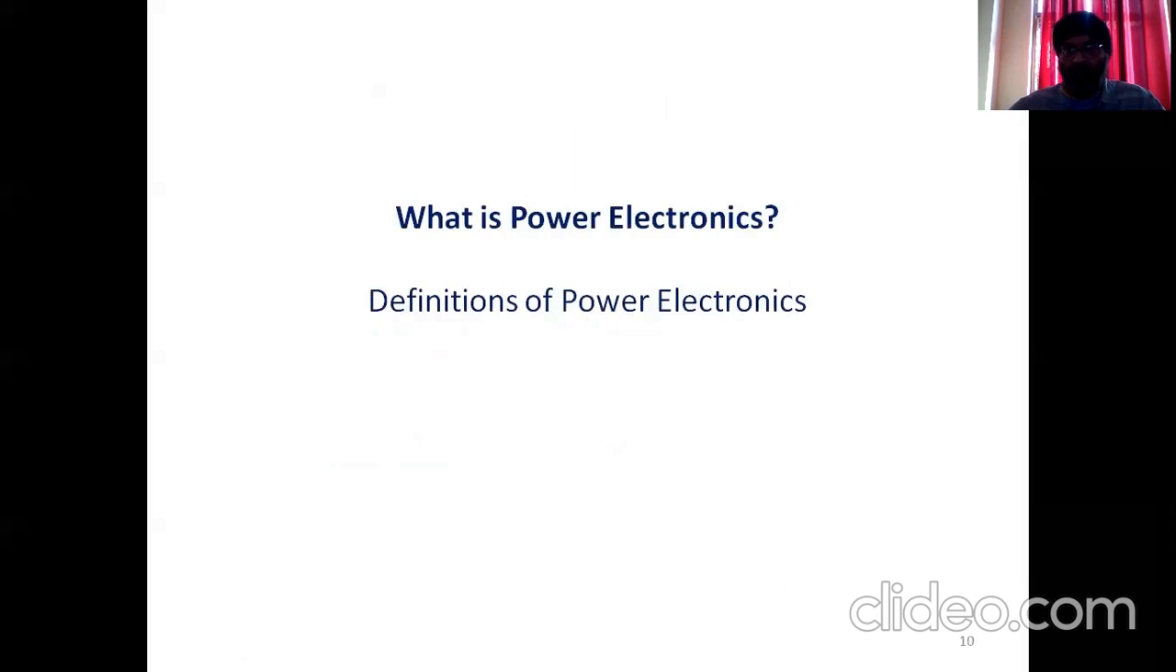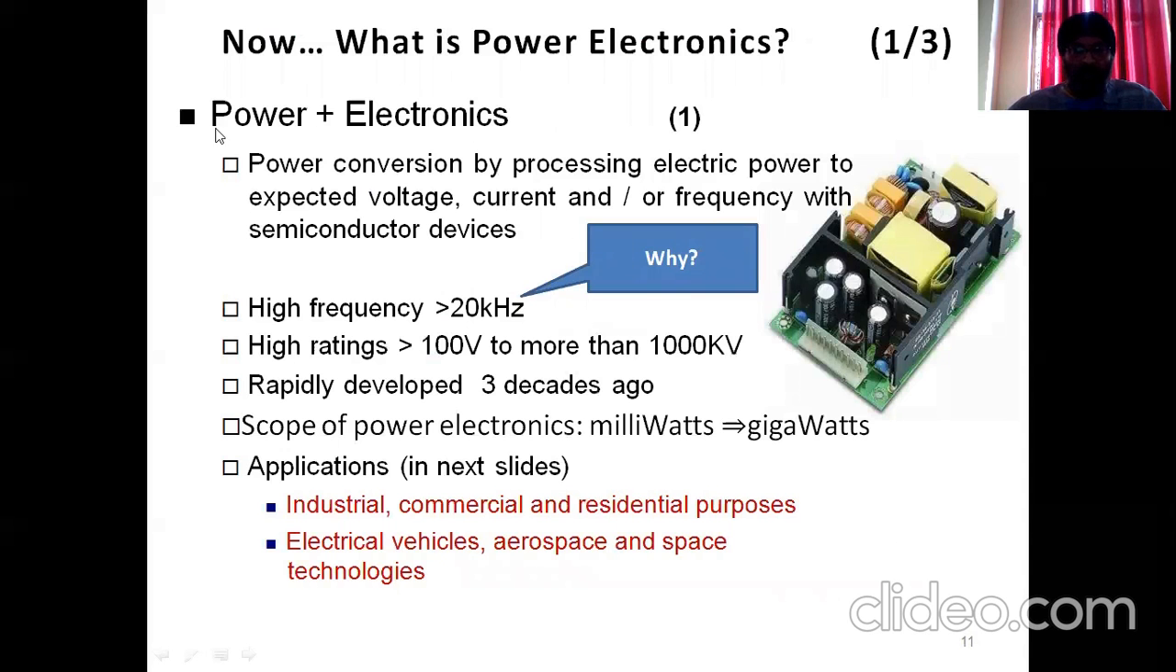So now, once we are familiar with the benefits of power electronics, why it is required, and what is the need behind using power electronics, we now come to the definitions of power electronics. Power electronics is actually a combination of two terms. One is power, another one is electronics. Kind of contradictory to each other, because electronics deals with low power circuitries, and power deals with high power circuitries or high power systems. So we have to combine these two to achieve our goal.